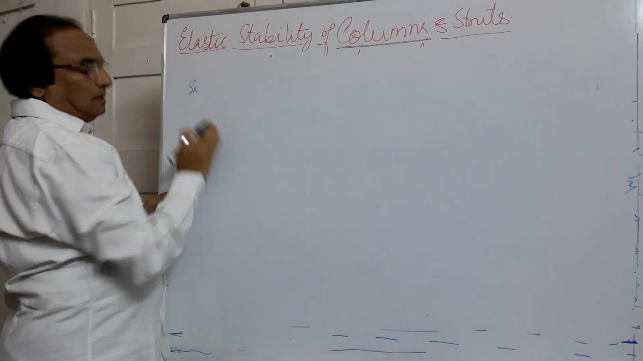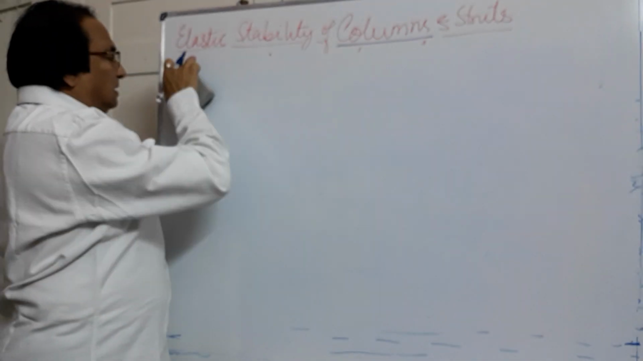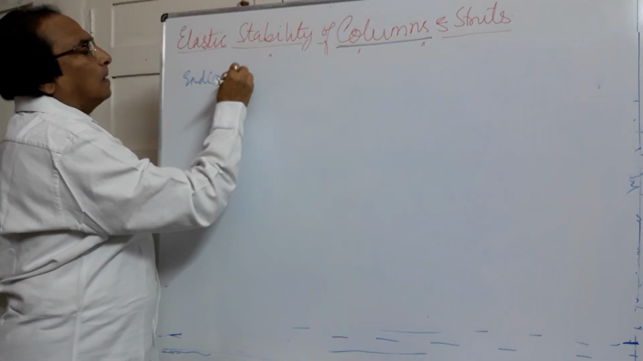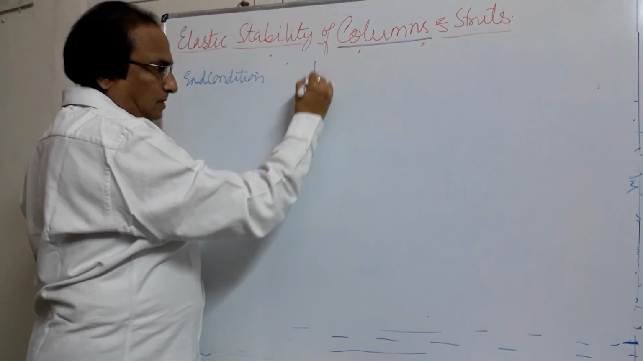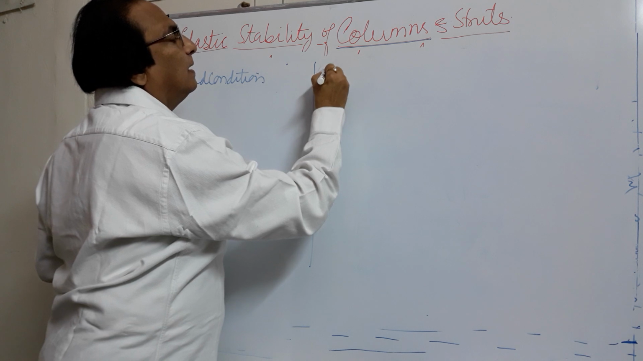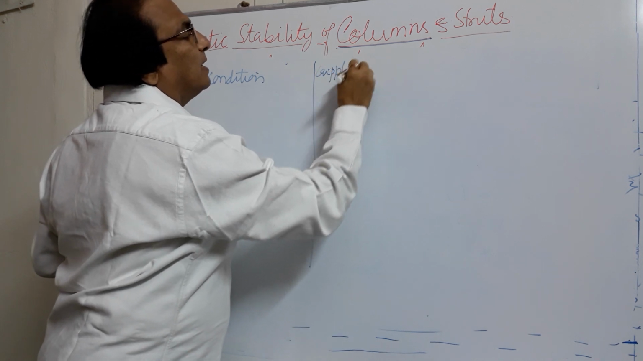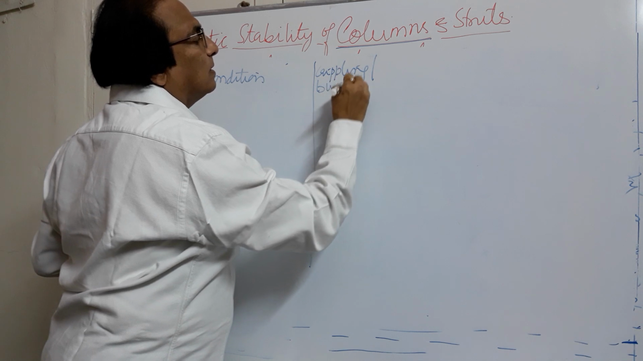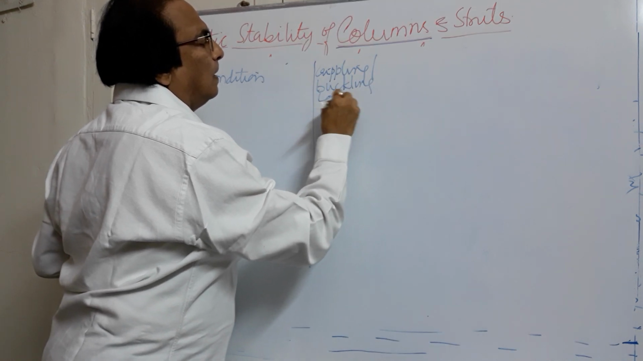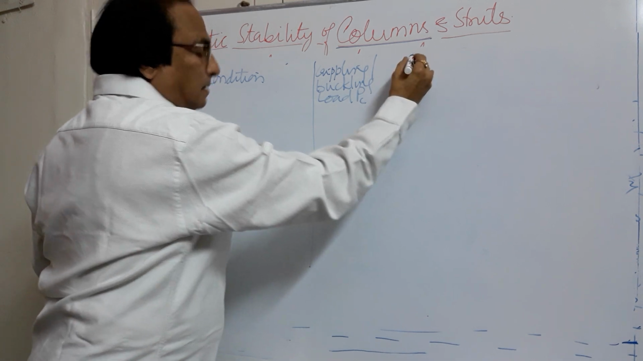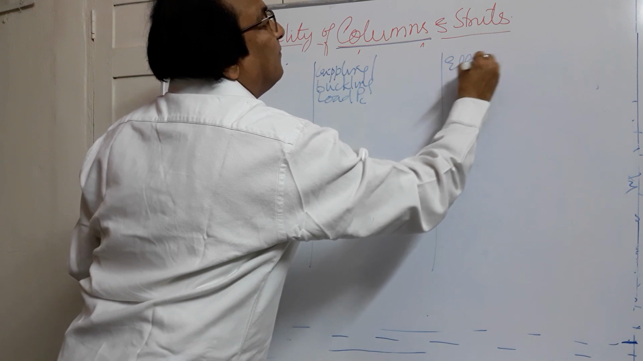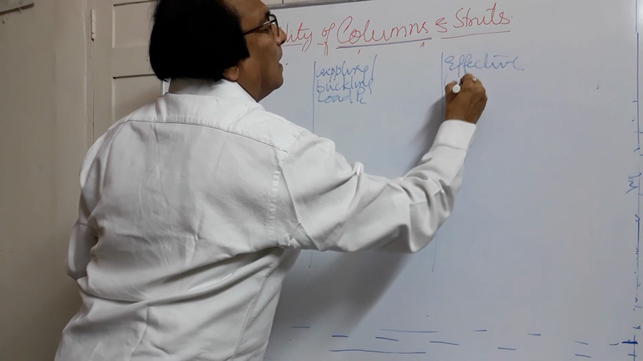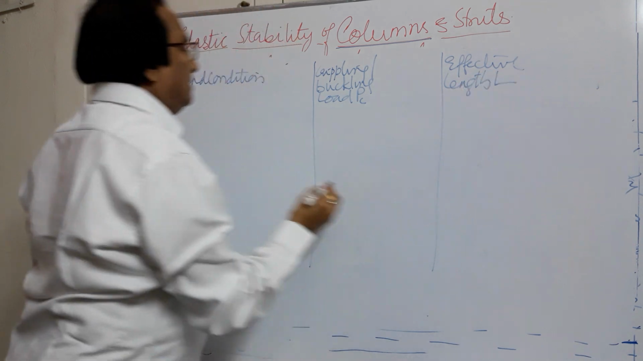We will see the different end conditions. End condition. Then we will see the crippling, or we also call it as buckling load. Then this is important, effective length, which we write as capital L.